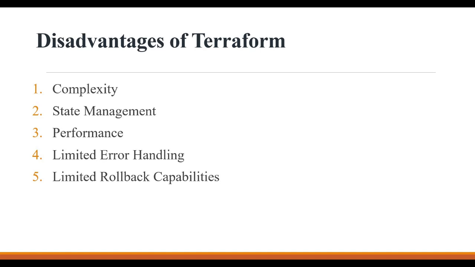Performance. Terraform can be slower than other IaC tools, meaning Terraform is slower compared to other infrastructure tools, especially when managing large infrastructure deployments. This can be due to the need to communicate with multiple APIs and the overhead of managing the state file.